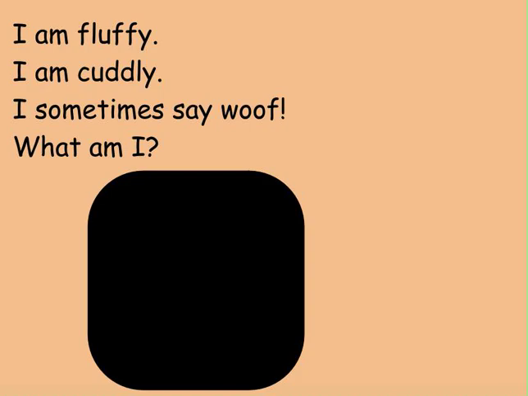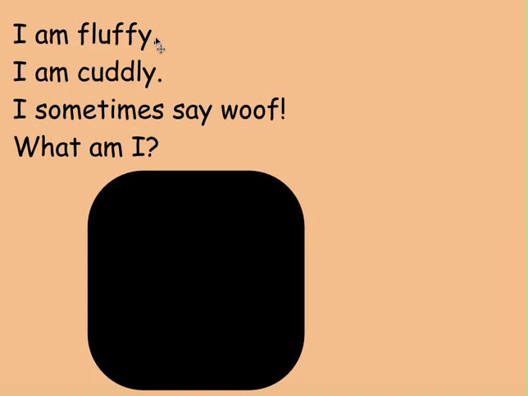Okay, now we've done one together like that, I'm going to write some on the screen for us to read. And when we've read them, we'll have a guess. And then after that, it's your turn for us to guess. Okay, so let's have a little look, shall we? Here we go. We've got some sentences again. It's 4 sentences. The first sentence is, I am fluffy. I am cuddly. I sometimes say woof. What am I?